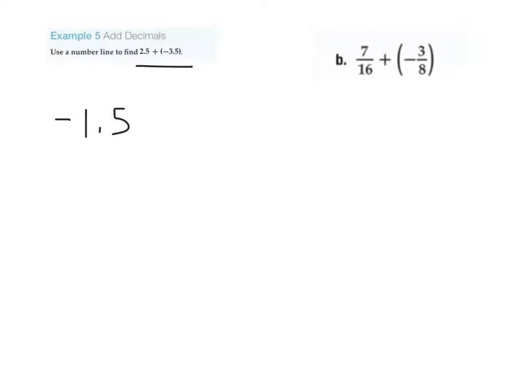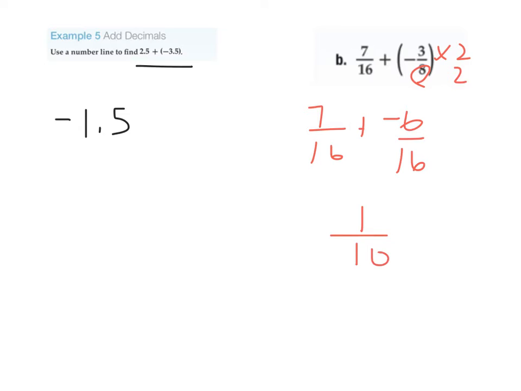In this particular problem, we'll need to change the denominators. So 7/16, this will become a negative 6/16 because we have to multiply both the top and the bottom by 2. And now we have a positive and a negative, so once again we will subtract the numbers, which we get 1. Denominator stays the same. 7 is larger, so it's a positive 1/16.